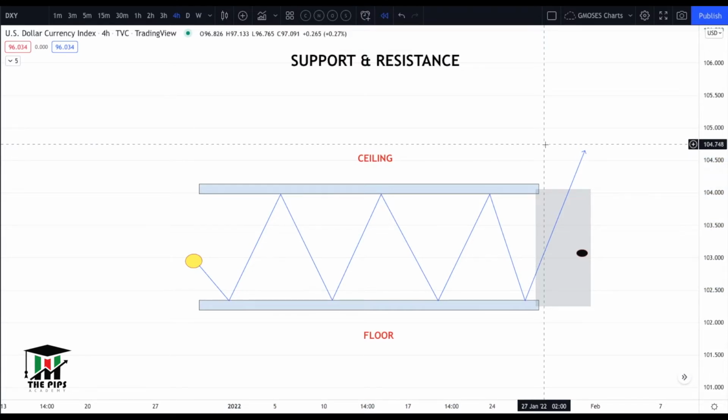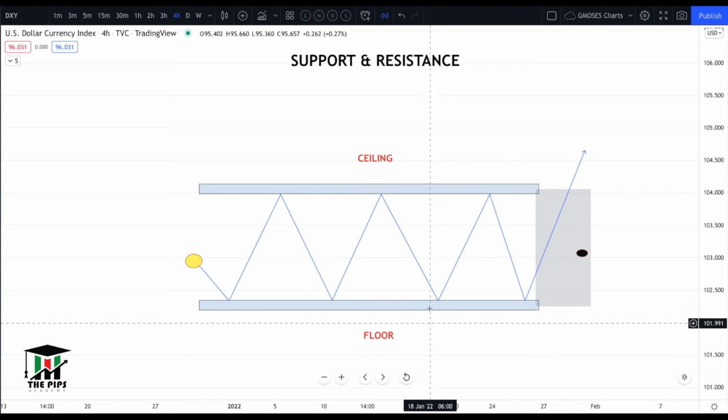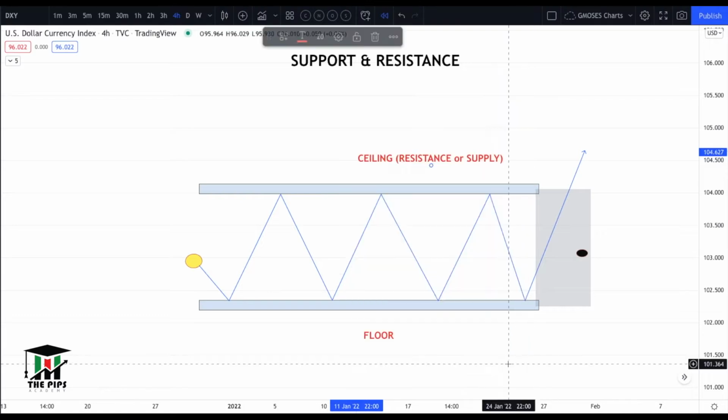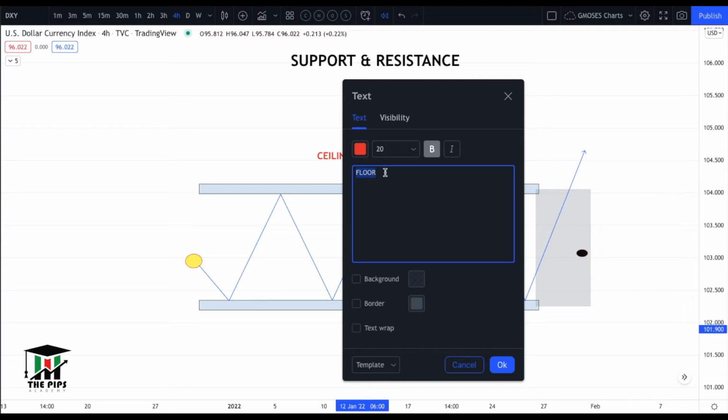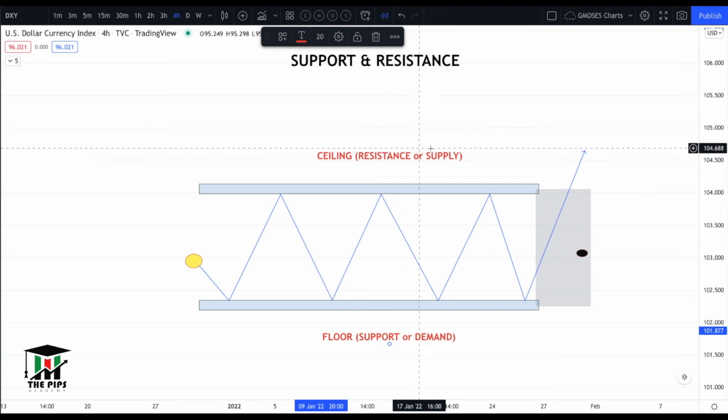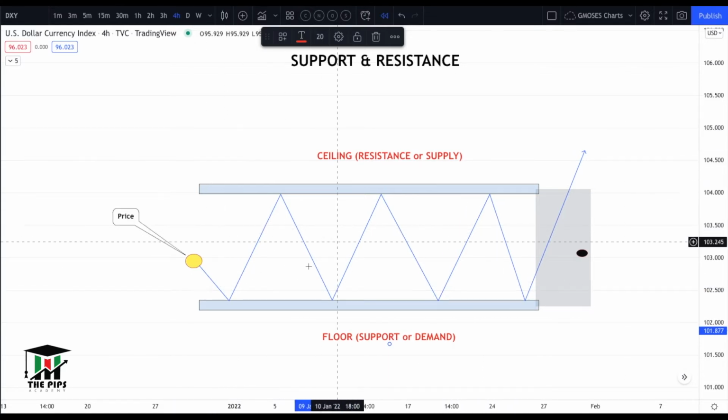In the Forex market, we like to look at this conceptually as support and resistance. The ceiling is considered resistance or supply, and the floor is considered support or demand. So in the market, you might hear terms like support zones, demand zones, resistance zones or supply zones. This ball symbolizes price, and it lets you know from a conceptual standpoint how price moves between support and resistance zones.